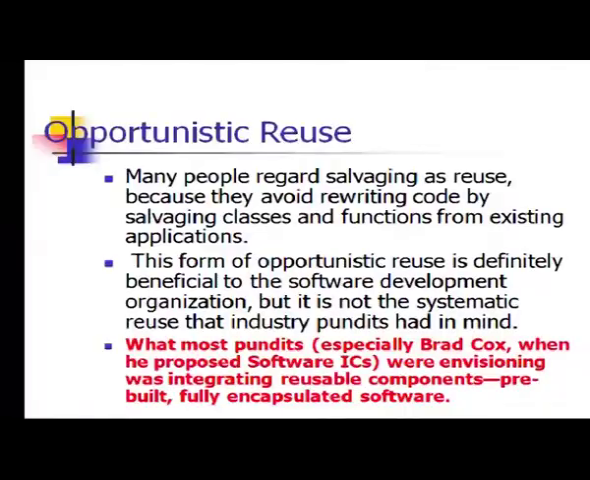However, what we are seeing most often is what is called opportunistic reuse. Many people regard salvaging as reuse because they avoid rewriting code by salvaging classes and functions from existing applications. This form of opportunistic reuse is definitely beneficial to the software development organization, but it is not the systematic reuse that industry pundits had in mind. It serves a purpose. This was thought of earlier on when we were doing software projects in that many numbers.